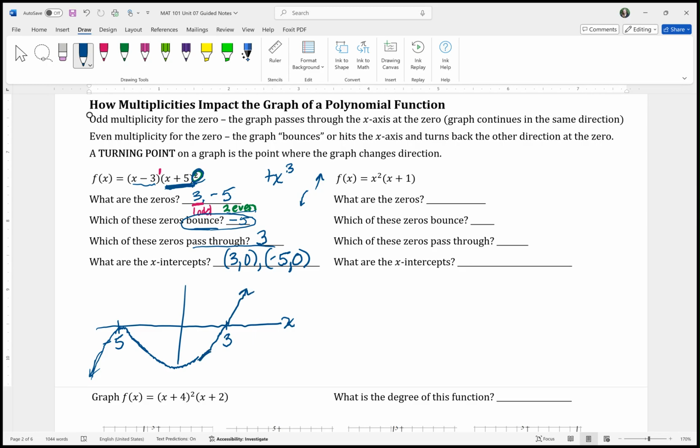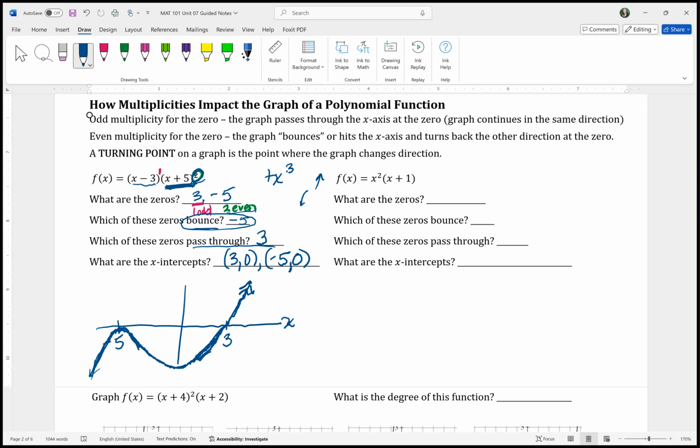Now, is my pen doing very well with this? Clearly not. But you're looking for something coming up, hitting -5, bouncing the other direction, passing through 3, and then going up onto infinity. Okay, so that's what we would be looking for in a graph. Let's look at our next example.